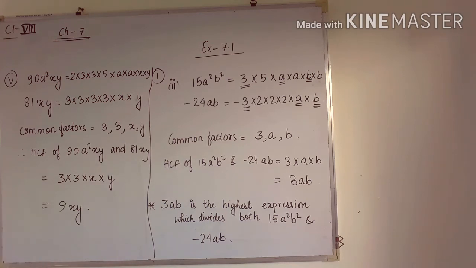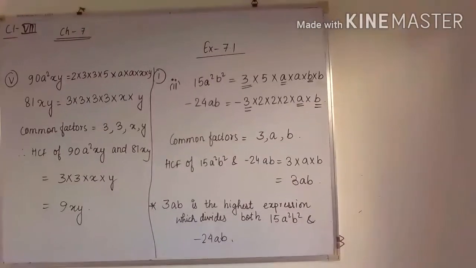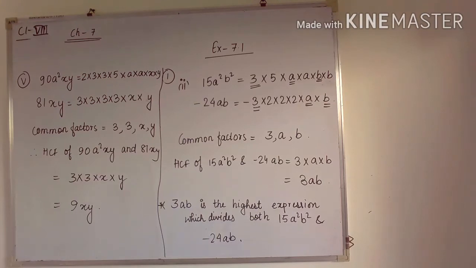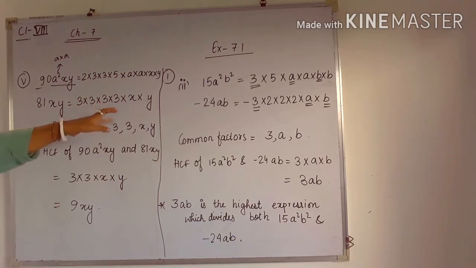See, here we have to find the HCF of 90a square xy and 81xy. So after factorizing 90, we will get 2 into 3 into 3 into 5. Okay, next a square y. So a square is what? A into a. x is only one x, y is only one y. Next is 81. You know that 9 9s are 81. So 9 can be factorized further as 3 into 3. So there will be how many 3s? 4 3s, and then x into y.